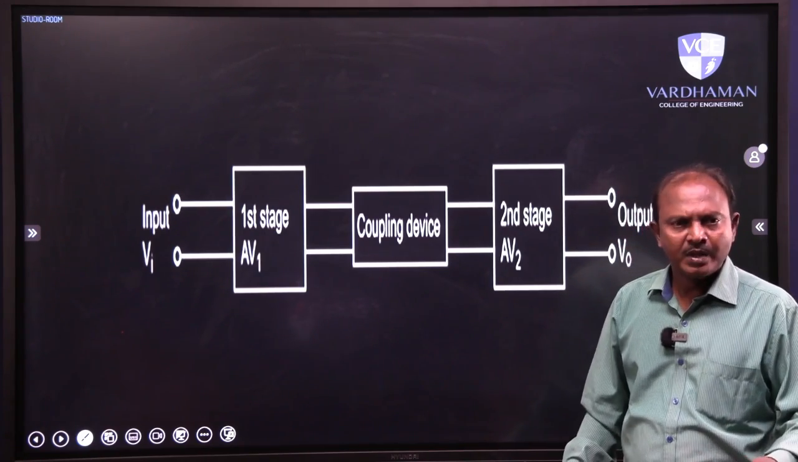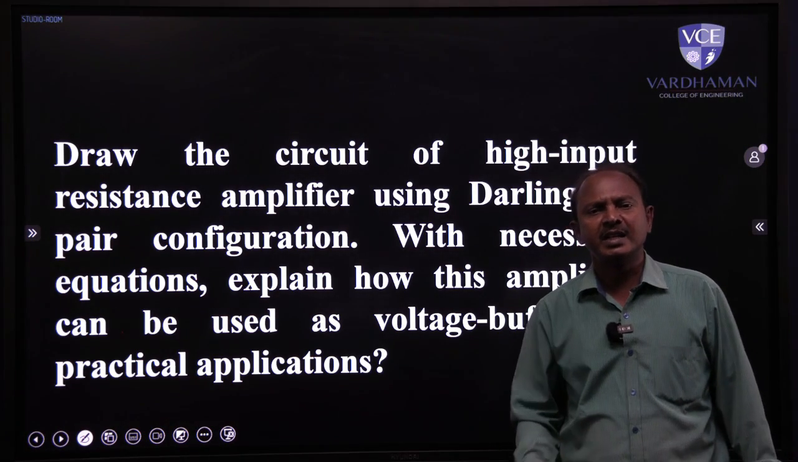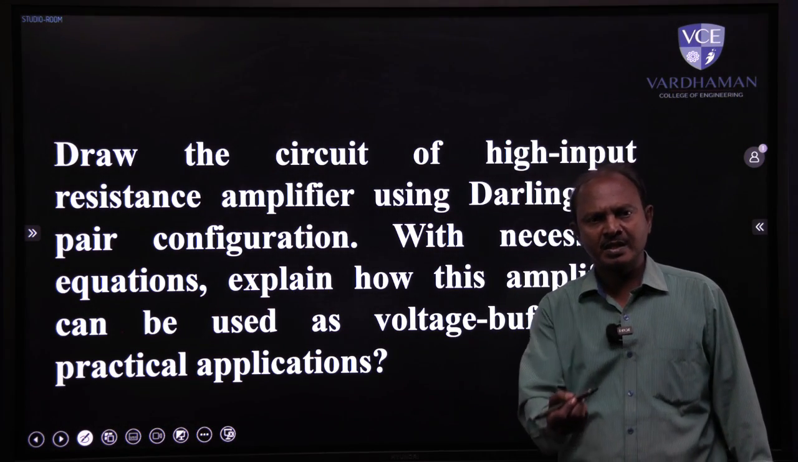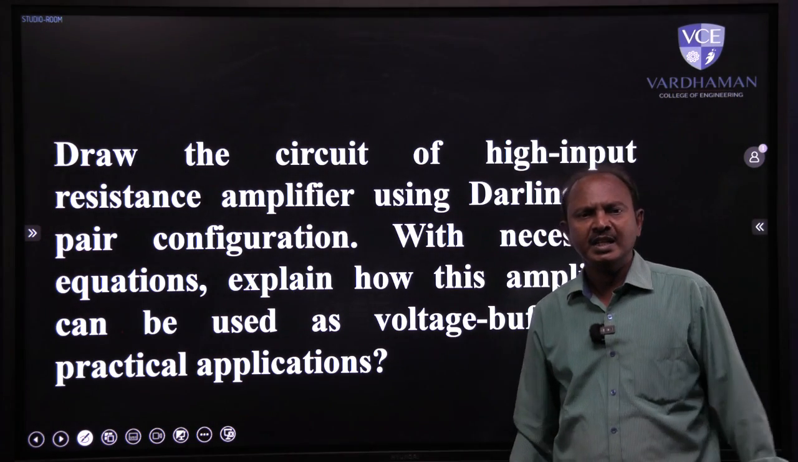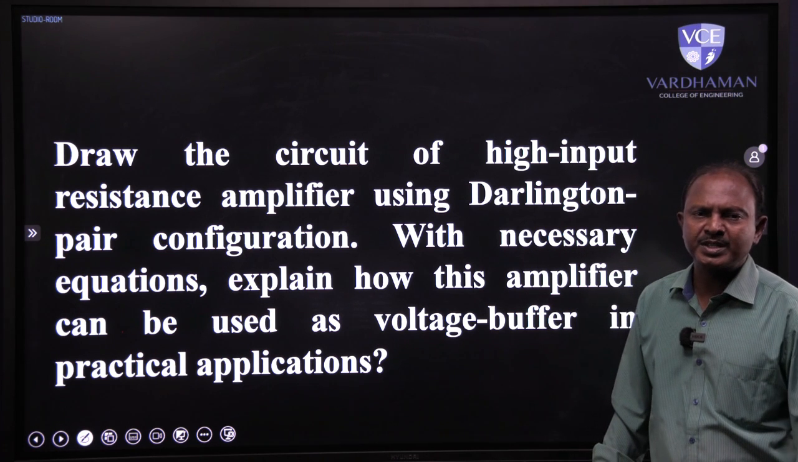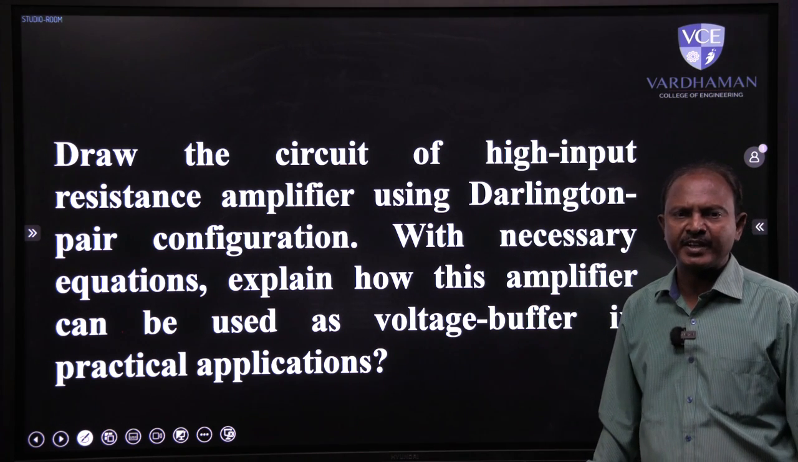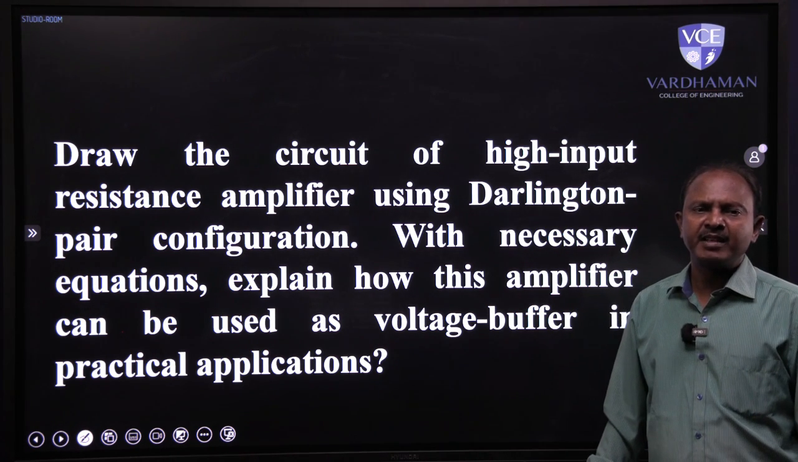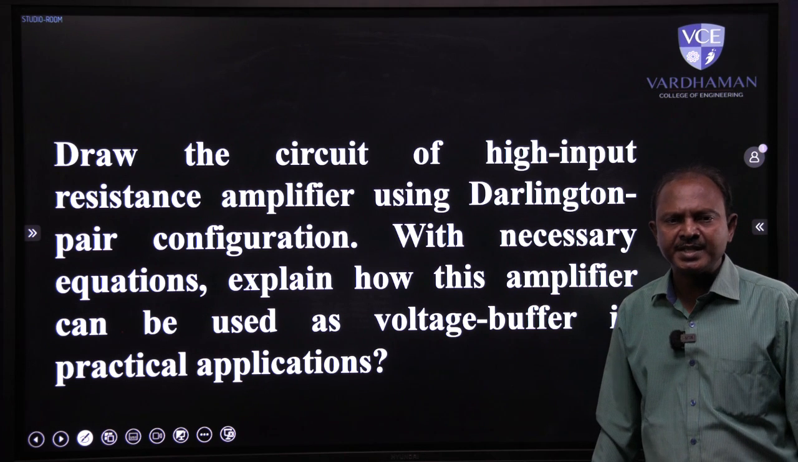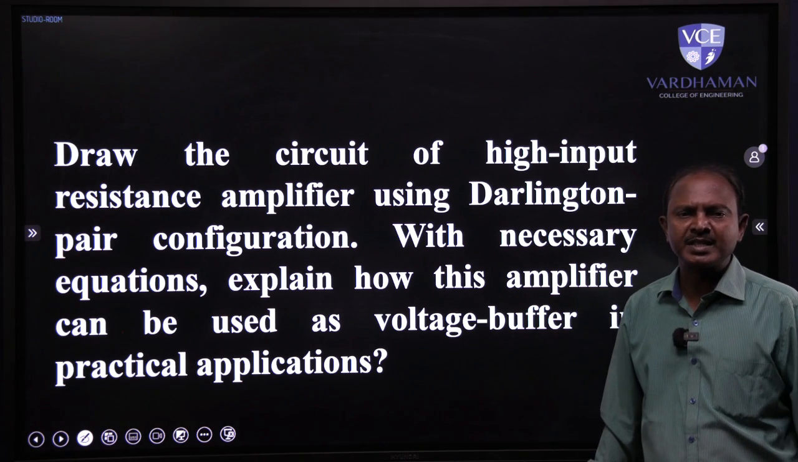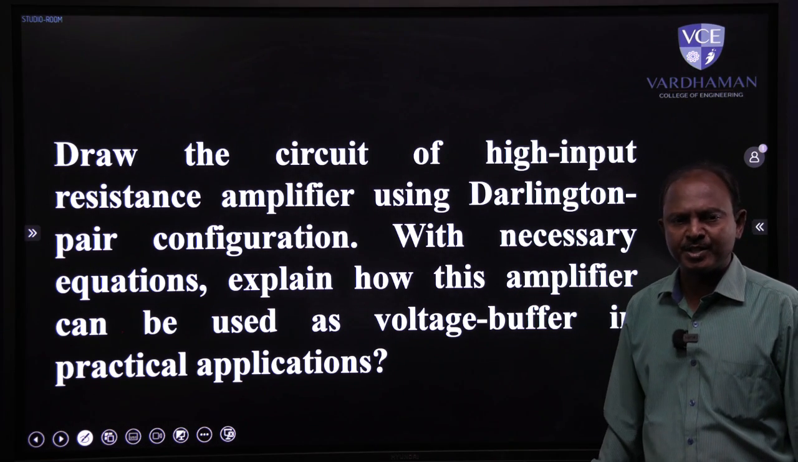Now, let's go for one of the circuit analysis. This is the question, of course, I repeat. Draw the circuit of high input resistance amplifier using Darlington pair configuration. With necessary equations, explain how this amplifier can be used as voltage buffer in practical applications.